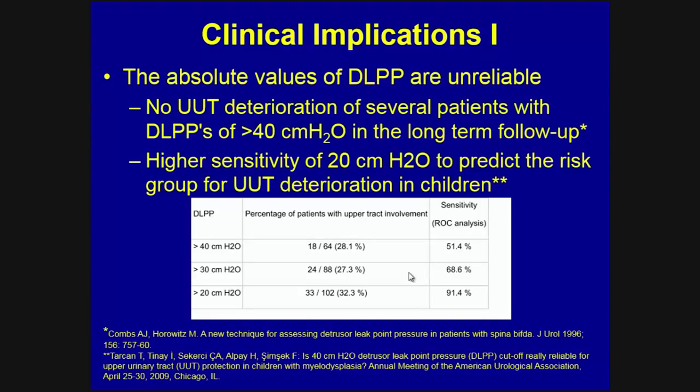There are not many studies that have investigated the cutoff values of the LPPs. One study has shown that there was no upper urinary tract deterioration in many patients with LPPs of 40 centimeters of water in the long-term follow-up. Another study in children has shown that 20 centimeters of water as the cutoff value for the LPP was better than 40 centimeters to predict the risk of upper urinary tract deterioration, as you see on the table.